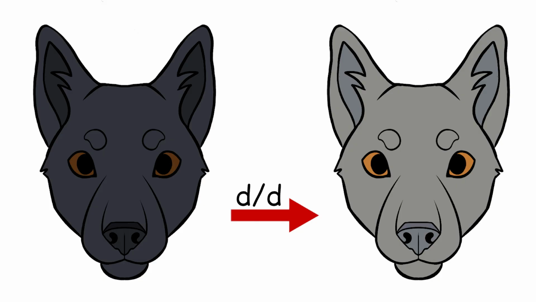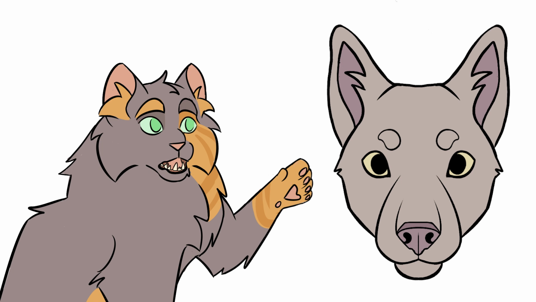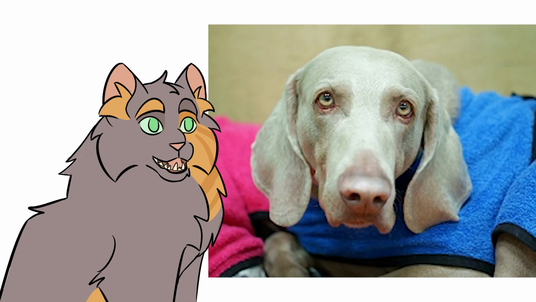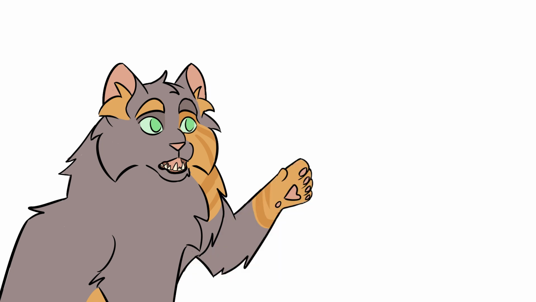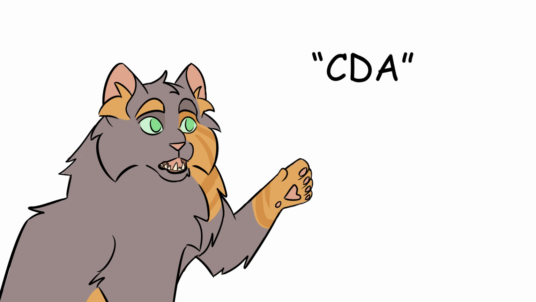Just like liver, dilution causes a dog's eyes to become amber. I can't find concrete info on if the dog is both liver and diluted, aka an Isabella, but from pictures they seem to just have like a paler amber. There's a genetic disease in dogs called color dilution alopecia, or CDA for short.